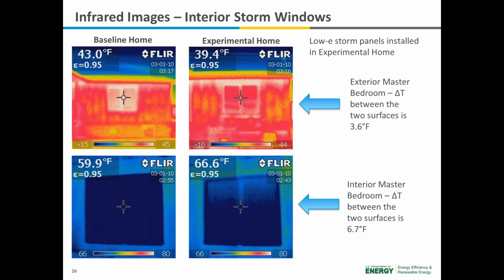Similarly, if we're looking at the interior of the space, this is the same window just from the inside. We can see the baseline home at about 60 degrees Fahrenheit for the surface, and the experimental home at about 66.6 degrees. So almost a 6.7 degree difference between the two. In the baseline home, the heat transfer through the primary window is a lot. It's losing a lot of energy and a lot of heat through the window, and that's mitigated through the low E storm.